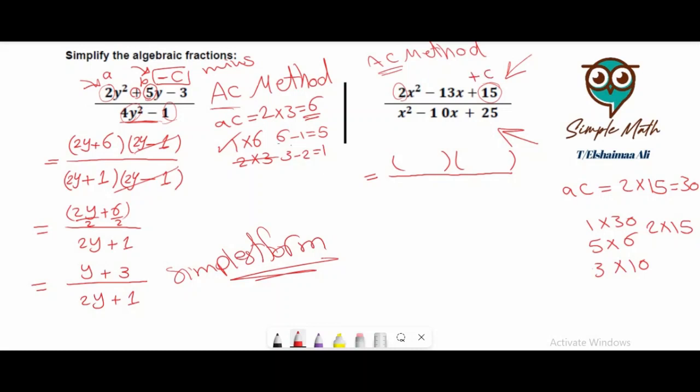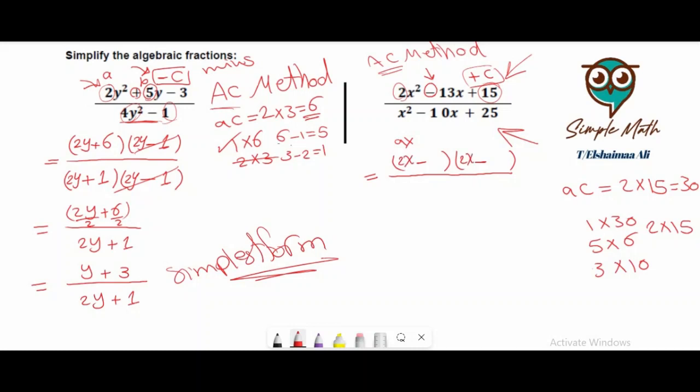So for the sign of the brackets, we have positive C. It means that both brackets will take the sign of the middle term. The middle term here is negative, so both brackets are negative, because C is positive. We have 2 cases. If C is negative, one bracket is positive and the other is negative. But if C is positive, both brackets take the sign of the middle term, and here the middle term is negative, so both brackets are negative. And for the first term, as we said, it's AX, which means 2x times 2x.